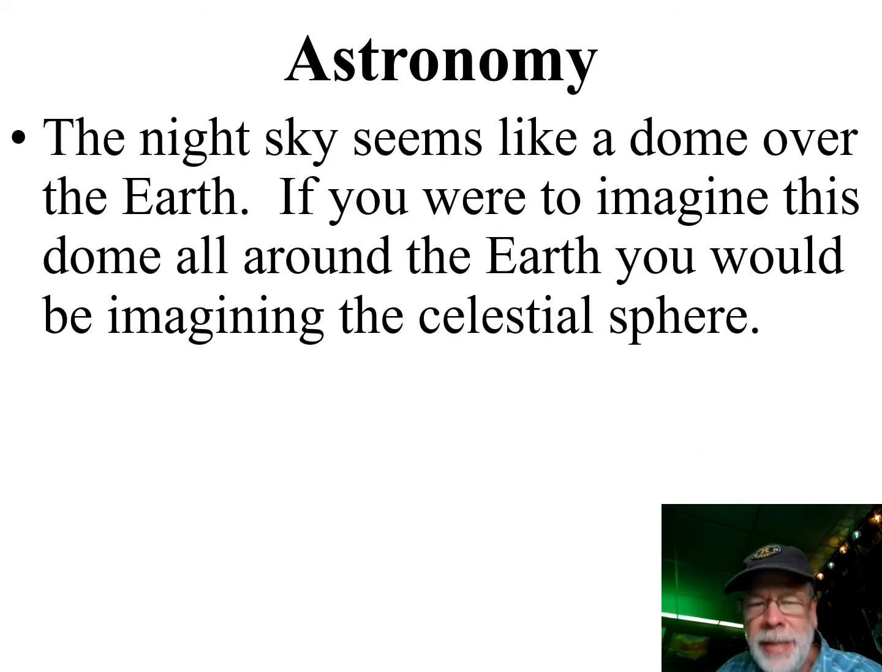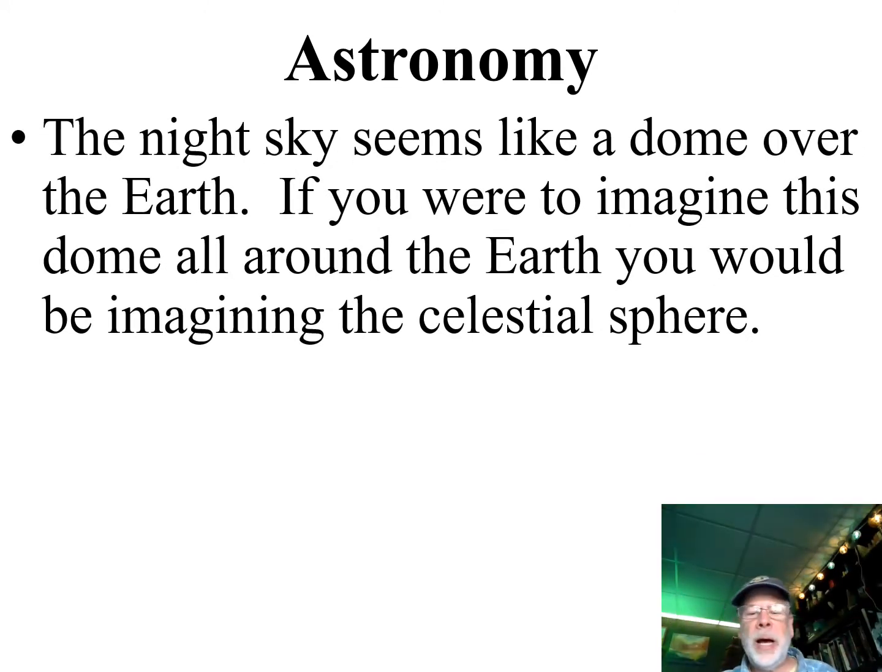I'm going to take you through some basic ideas of astronomy right now, and let's see what we got. When you go outside at night and you take a look up at the sky, it looks like a dome over the planet. And if you think about the planet being a sphere, the dome then is a larger sphere that the planet is within. So we would call that the celestial sphere.